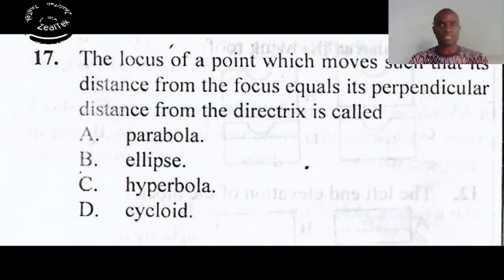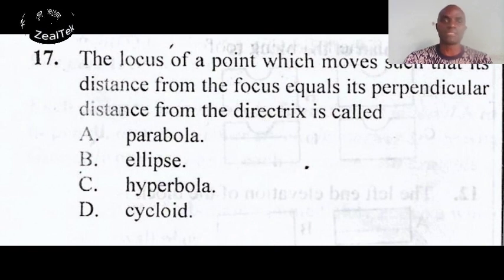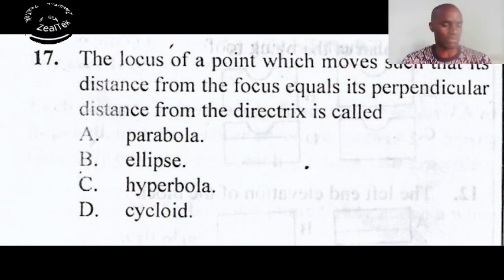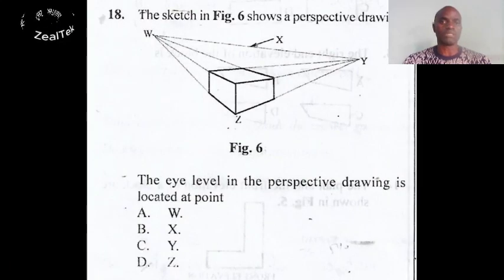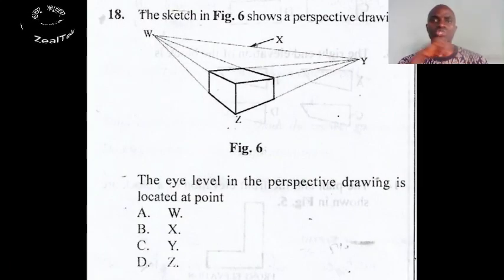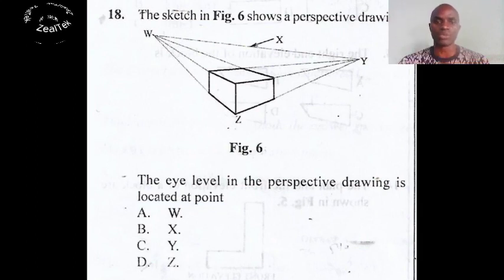Question number 17. The locus of a point which moves such that its distance from the focus equals its perpendicular distance from the directrix is called what? The answer is parabola. So the correct answer is A. Question number 18. The sketch in the figure shows a perspective drawing. The eye level in the perspective drawing is located at the point X, nothing more. So the answer is B.